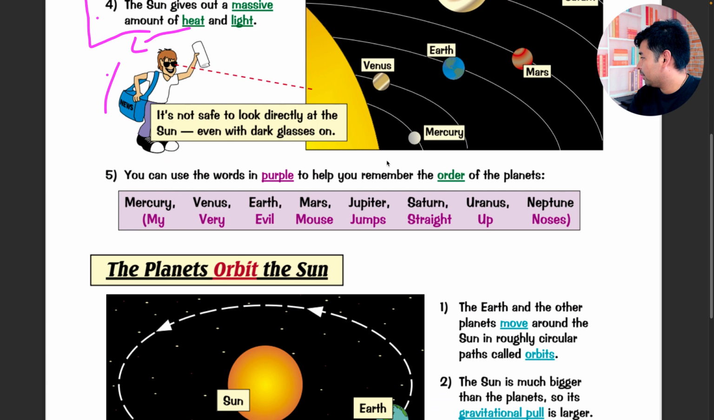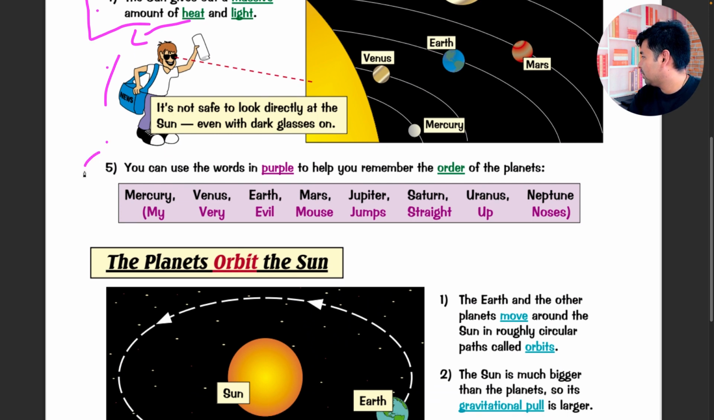And going down here, we have this number 5. You can use the words in purple to help you remember the order of the planets. The order is like which one is the first, the second, and so on. So let's see. Mercury, Venus, Earth, Mars, Jupiter, Saturn, Uranus, and Neptune, which is: My very evil mouse jumps straight up noses. So I guess American people, and native British people maybe, use these words here to remember the order.